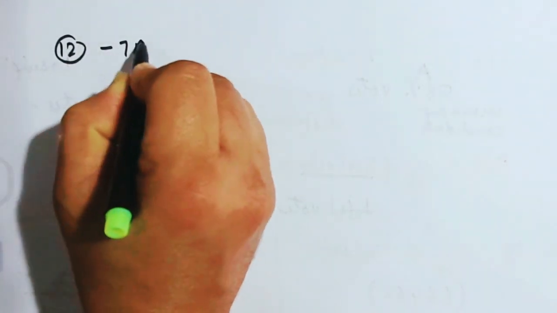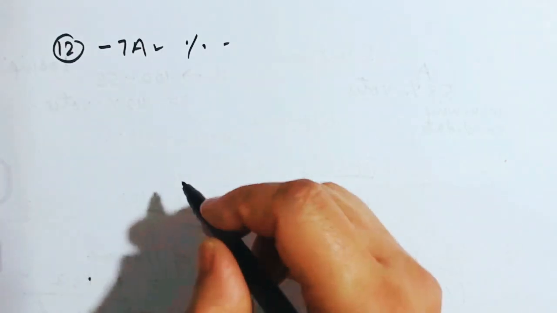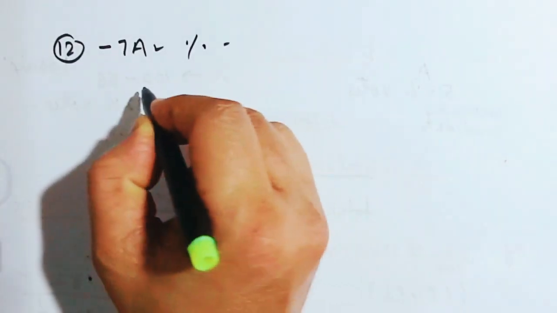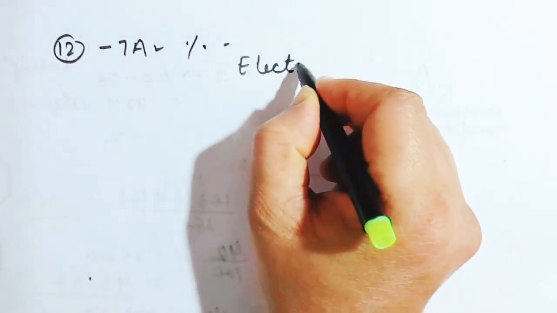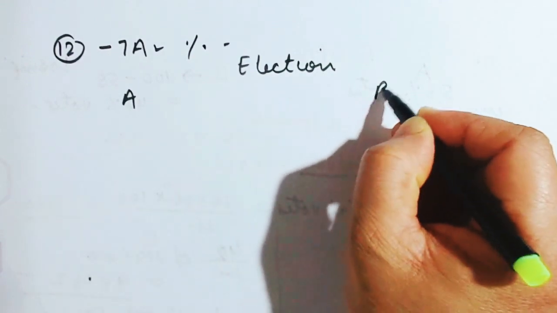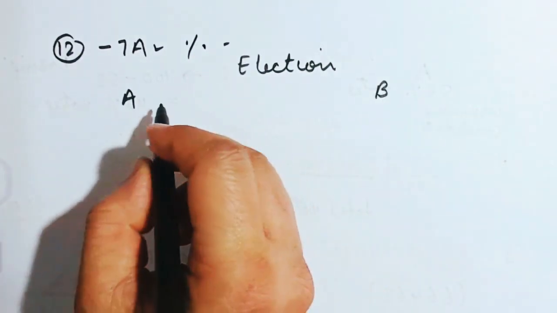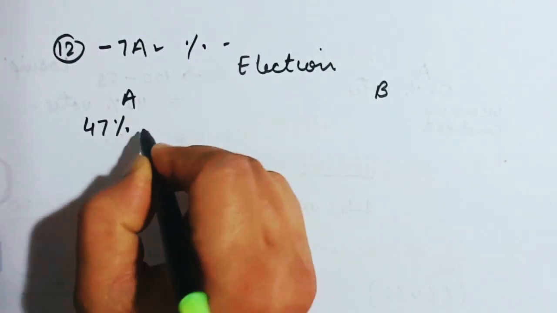So, moving on to number 12 of 7a. We are dealing with word problems of percentage. Again, there is a fight between A and B. An election was held between two candidates, A and B. And one candidate gets 47% of the votes.